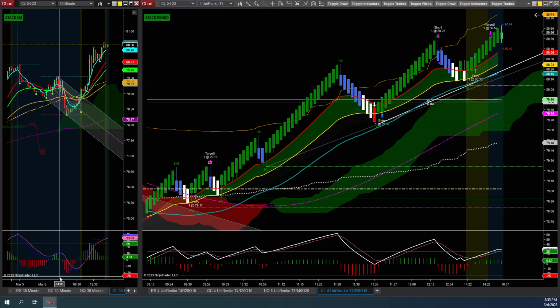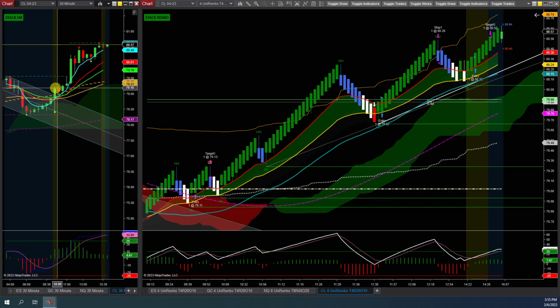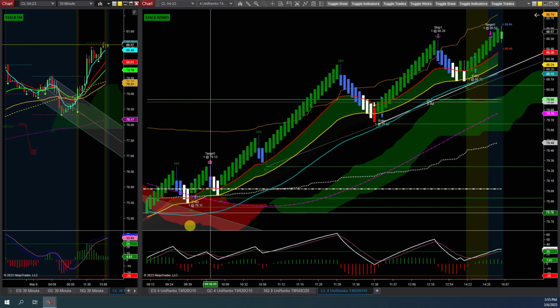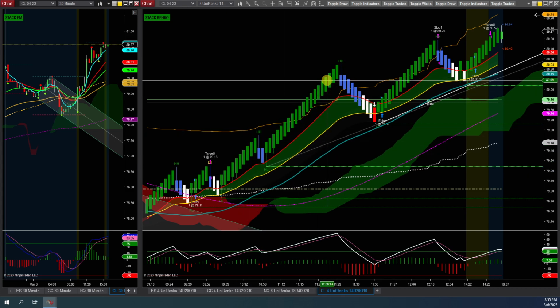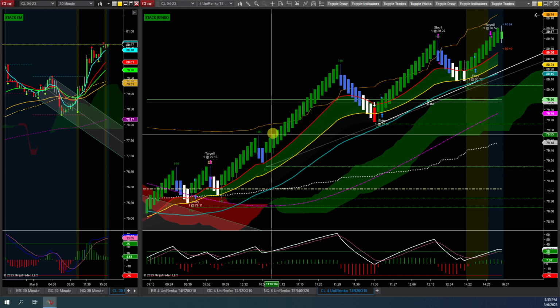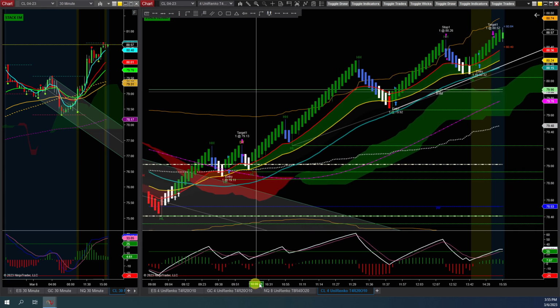If you see the 30 minutes right here, I was actually looking at this and I thought, okay, this one is going to have a nice run today, and it actually did, but I missed these two entries here, and this could have been a very nice day for crude. It was okay. I made $560 in crude today in one contract.